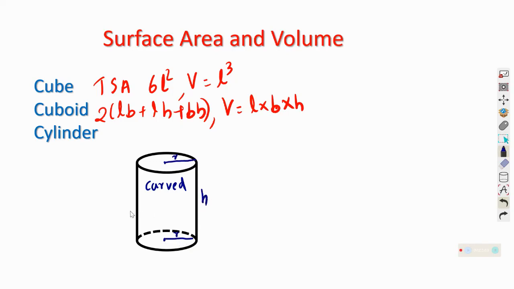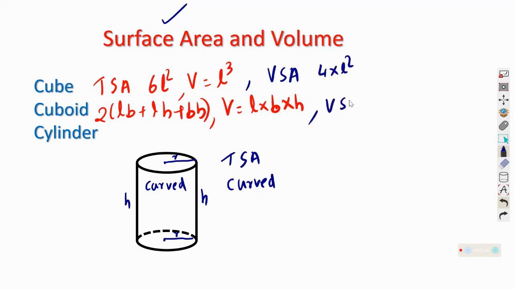This is named as height, and that is the height of the cylinder. So the radius is there, height is there, and when we think about the surface area, our topic today, the surface area can be total surface area like before. It can be only curved surface area. Here I said about vertical surface area, where it was 4 into L square, right? Here also it can be calculated as vertical surface area.